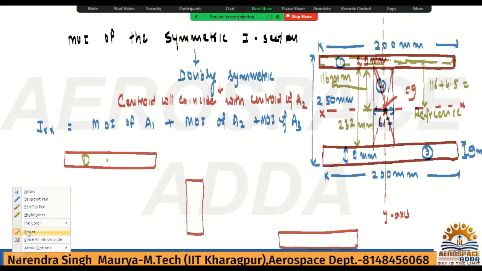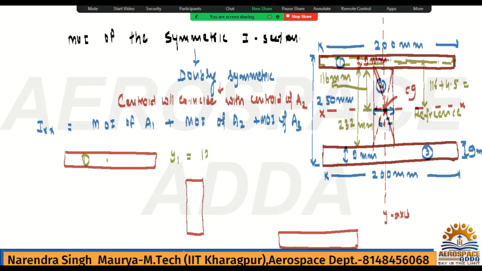Y1 is what? CG location from the centroid. So Y1 will be the CG location of box 1 with respect to centroid. So it is 116 plus 4.5. If you take it, then you will have 120.5. What I am getting in my calculator, 120.5. This is the CG of A1 from centroid. And this centroid name, I can say it is G now.